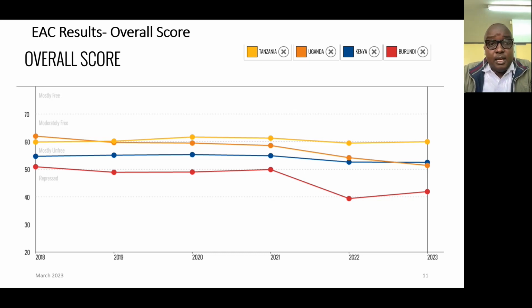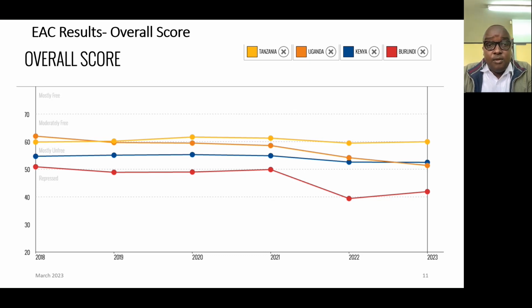So if you look at the overall score, now when you aggregate open markets, regulatory efficiency, when you regulate, you aggregate the aspect of property, the rule of law and government size. Those four key pillars, this is the result that you get for the EAC. If you look at Tanzania, Tanzania is considered moderately free with a score of around 61 in 2023.